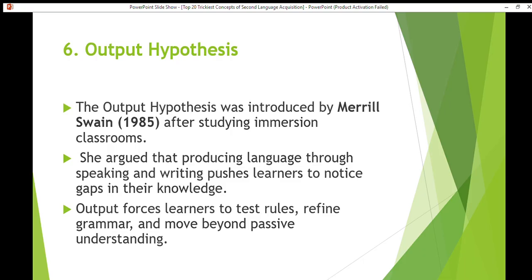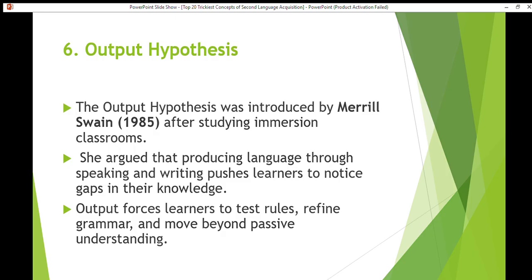Output hypothesis was introduced by Merrill Swain in 1985 after studying immersion classrooms. She argued that producing language through speaking and writing pushes learners to notice gaps in their language. Output forces learners to test rules, refine grammar, and move beyond passive understanding.